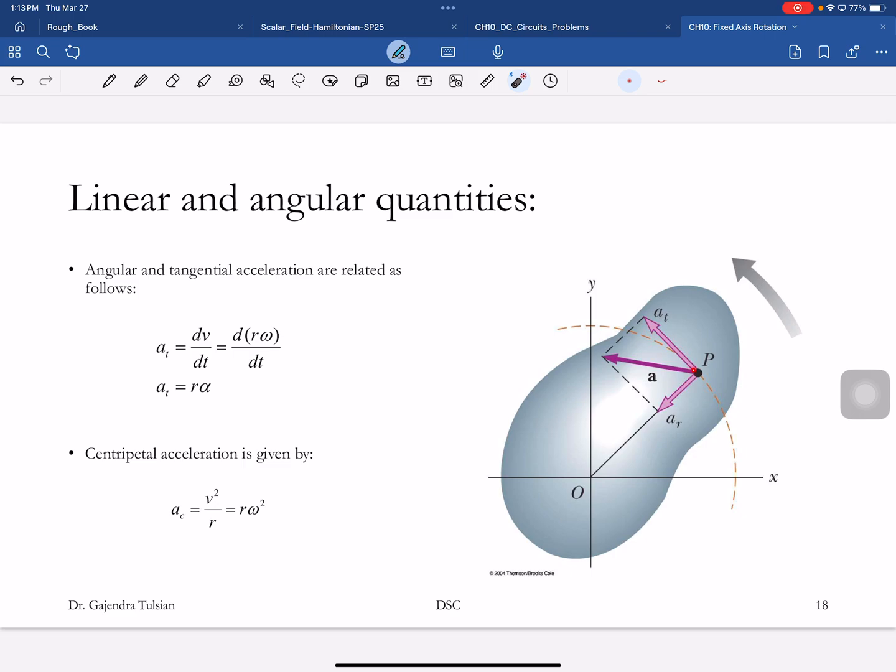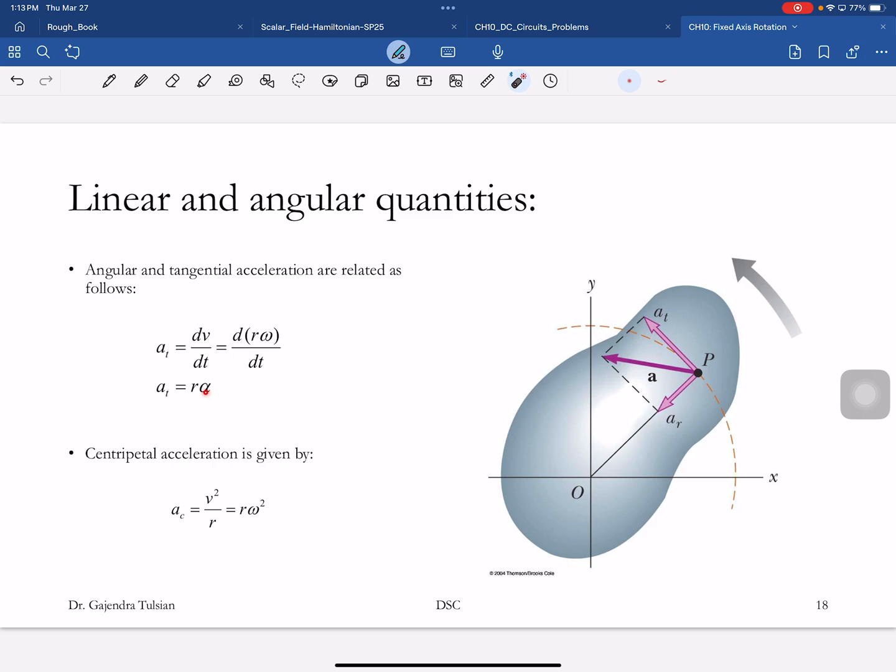When magnitude changes, you have tangential acceleration. And why is it called tangential acceleration? Because it's tangent to the path. And radial acceleration is perpendicular to the path. So this is an acceleration that arises because of change in direction and it's perpendicular to the path. This is the acceleration that arises because of change in magnitude and it's tangent to the path. So the tangential acceleration is r times the angular acceleration. Again, here's a linear quantity being related to an angular quantity. And so what are the units for this?